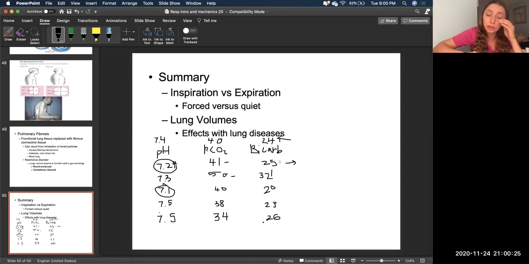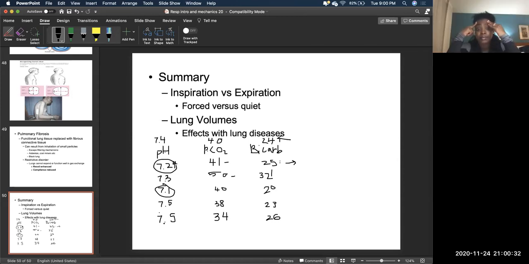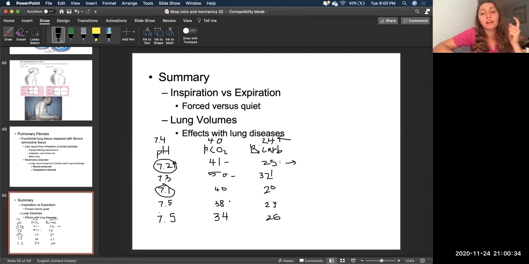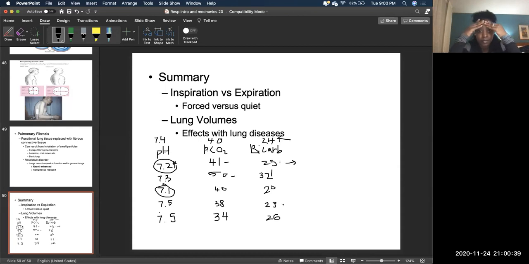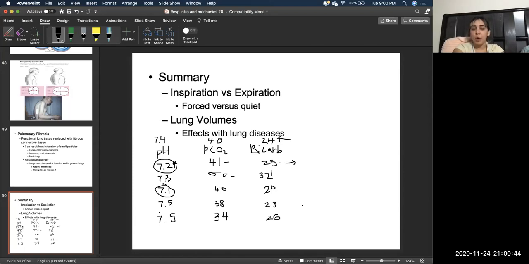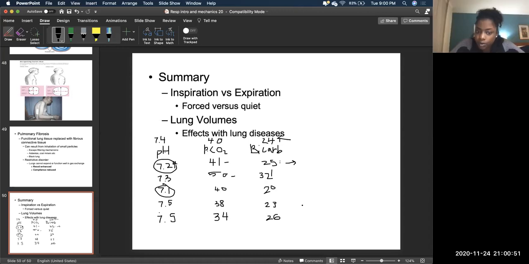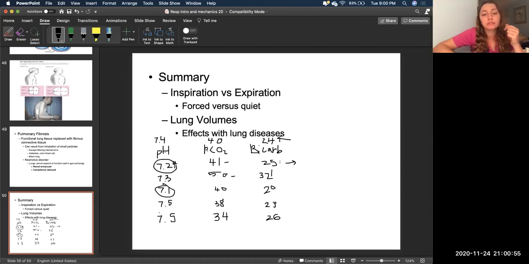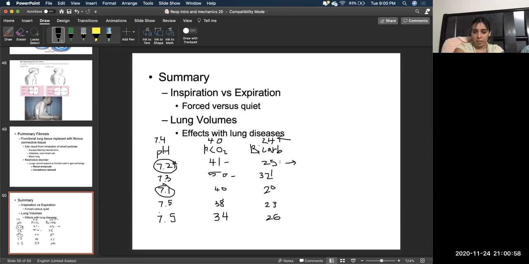All right, so the next one is 7.5. Is it alkaline or acidic? Alkaline. And is this low or high? Low. And is this high or low? Low. So which one of them makes it more alkaline? You already know the pH, you're just comparing CO2 and bicarbonate. Which one makes it more alkaline?